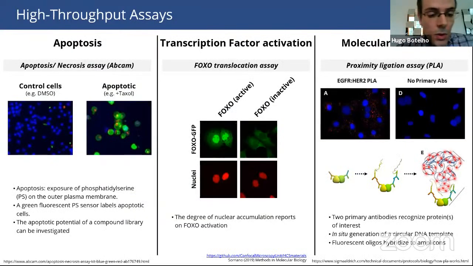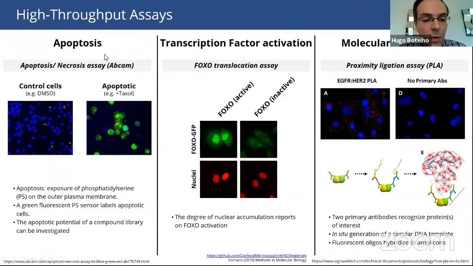So, giving you some examples of assays which are compatible with high throughput microscopy, you will see that these are all simple assays which answer a few questions in a really precise manner.